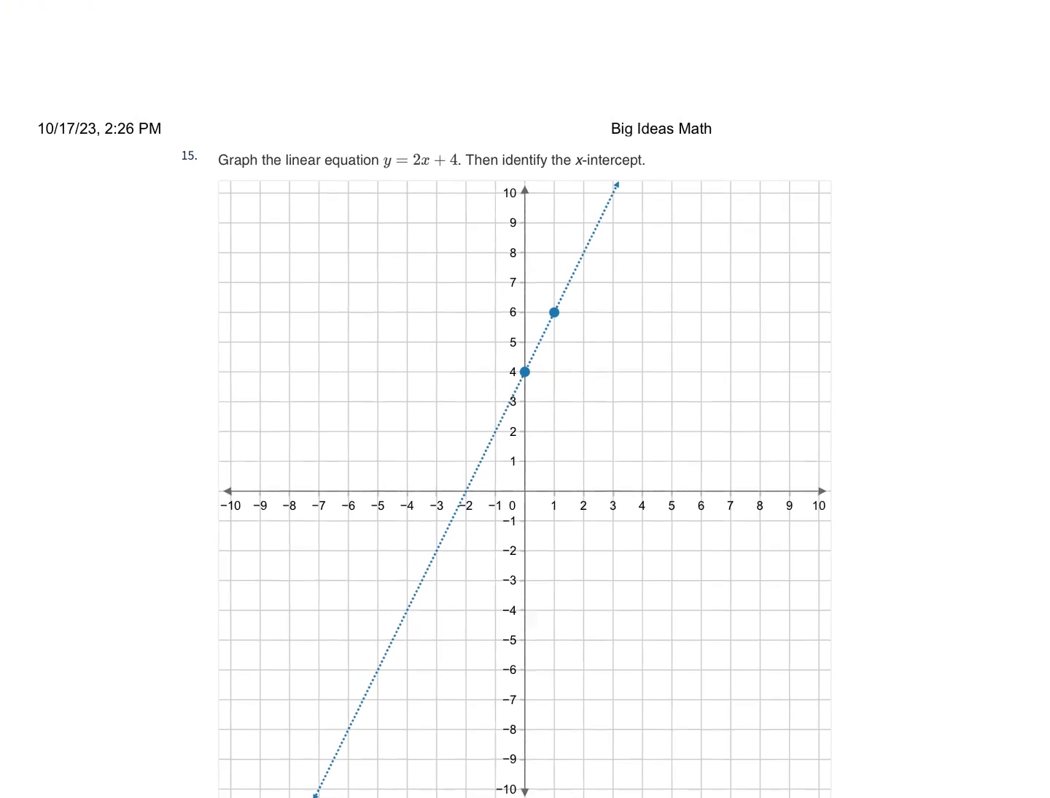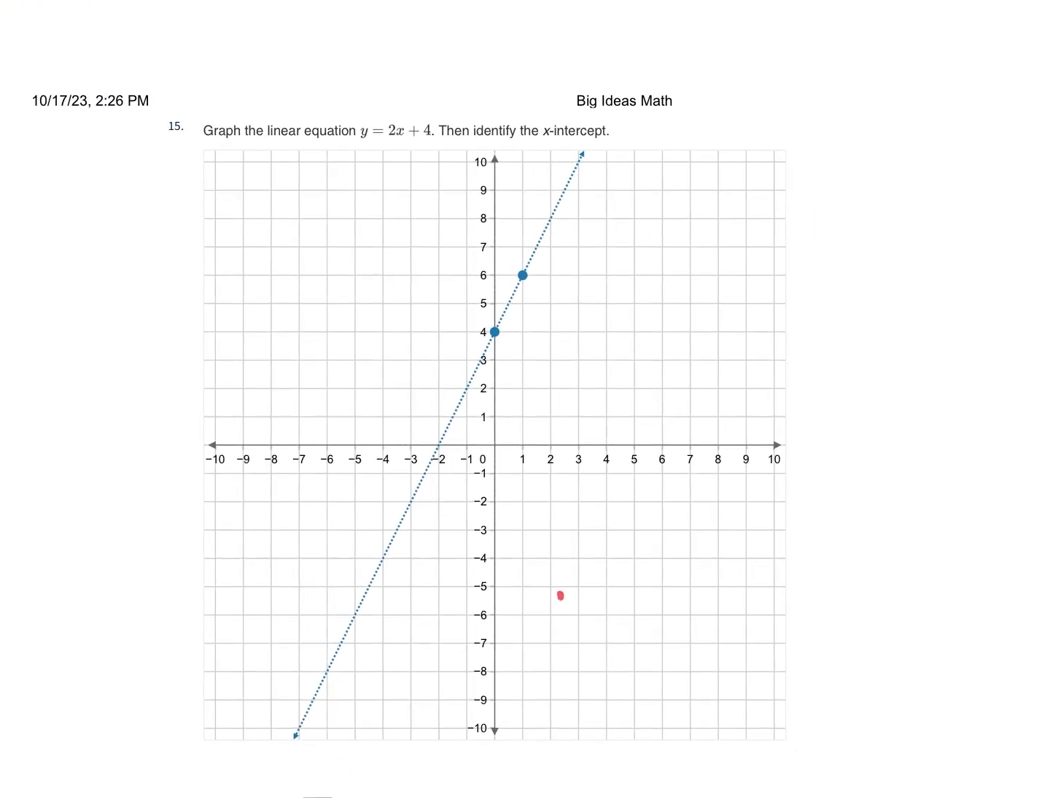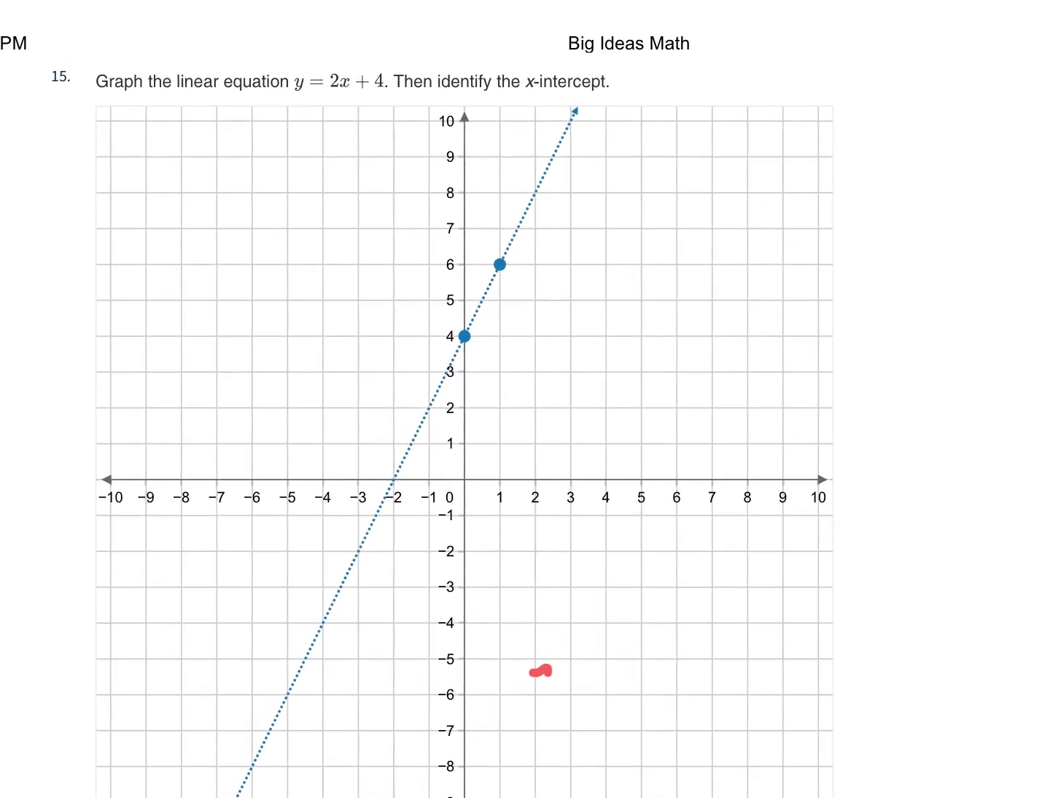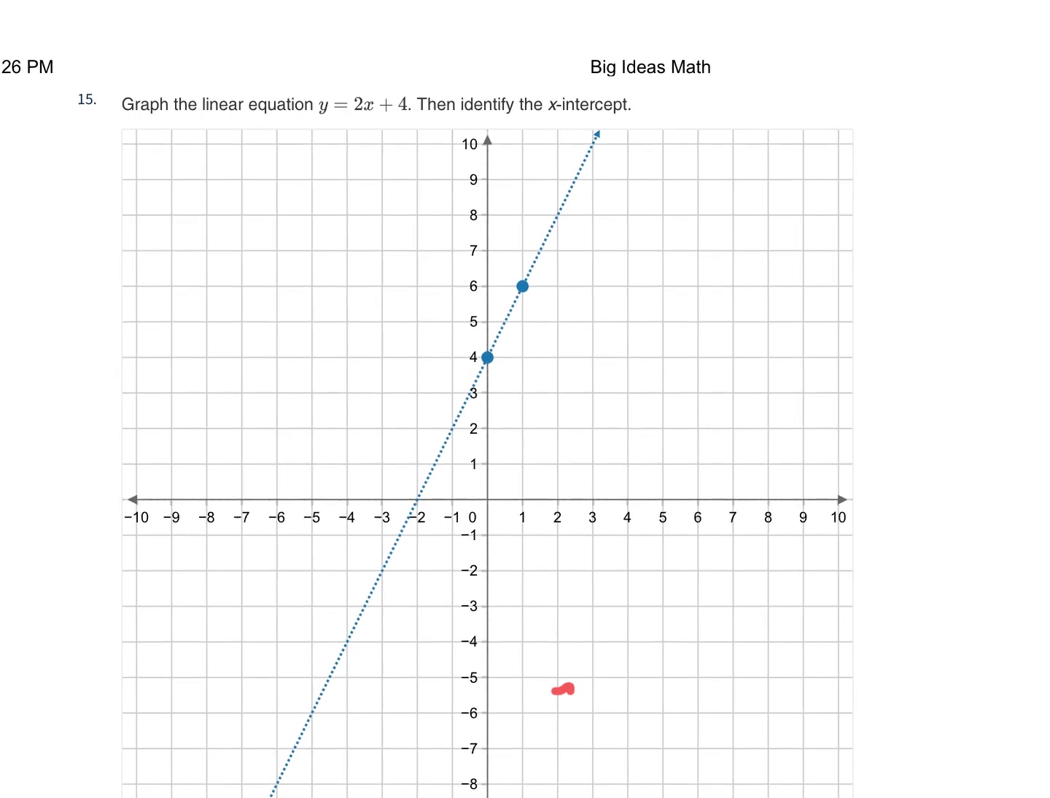It says graph the linear equation and identify the x-intercept. So my slope is 2, my y-intercept's 4. So there's my y-intercept, go up to the right one. And they want my x-intercept, so I can continue down, doing the opposite, down to the left one. So my x-intercept is -2, 0.